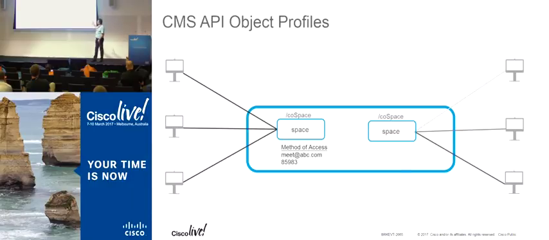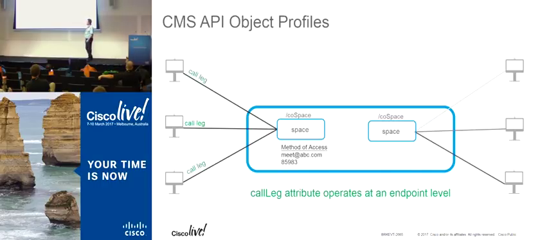So in this scenario here, I've got two spaces. I've got one on the left accessing the conference through meet.abc.com with a conference ID, as well as on the right-hand side, we have a space as well. So the guys on the left, they just dial meet@abc.com and they join the space.